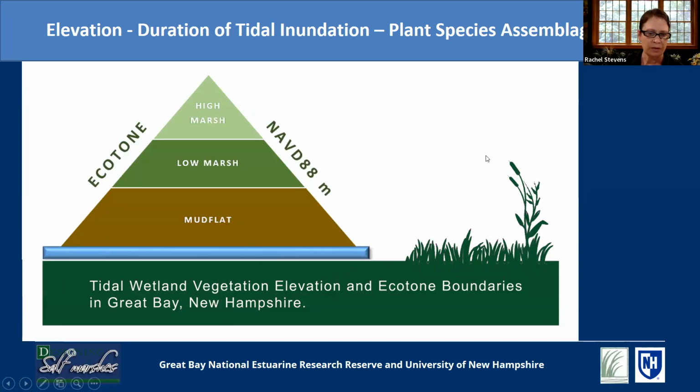The goal of what we're trying to overview today, and of what we were trying to do, is look in detail at tidal wetland vegetation elevation and ecotone boundaries in Great Bay.